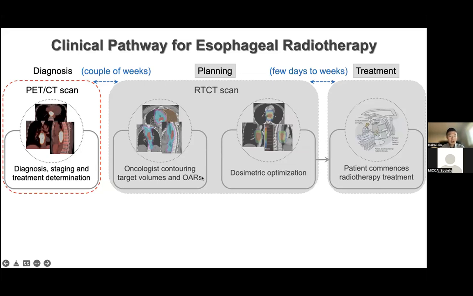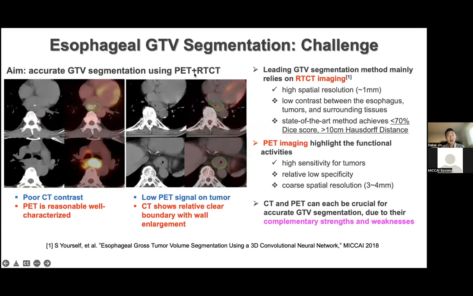So for the work considered here, the authors recall that normally in the diagnosed stage, there's also a PET-CT scan available. So they try to combine this PET-CT with the RT-CT to improve the GTV segmentation performance. However, how to effectively utilize these two modalities still needs to be explored, because the CT image has high spatial resolution but low contrast with the surrounding tissues. The PET imaging is a functional imaging modality.